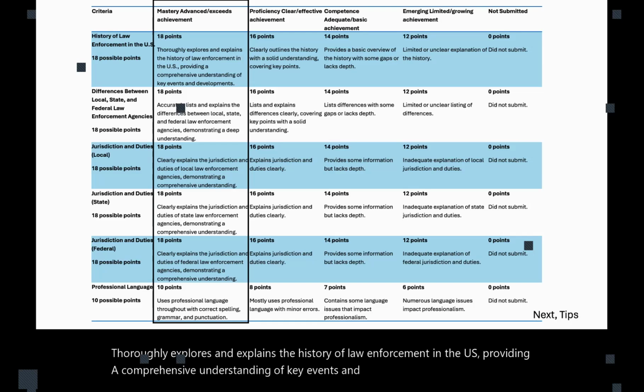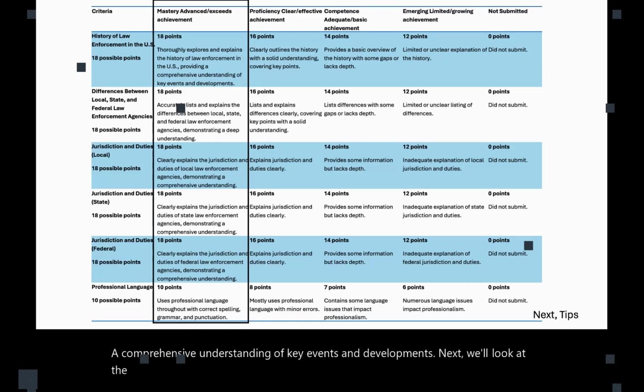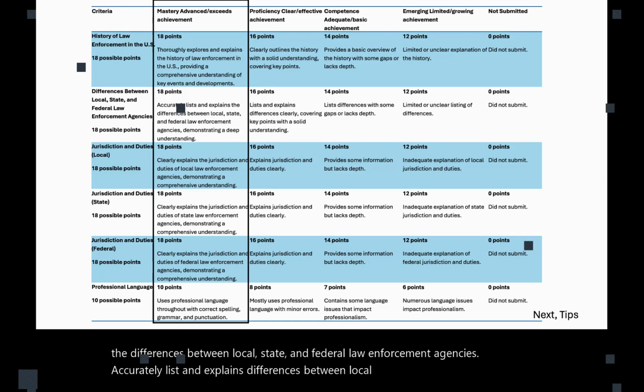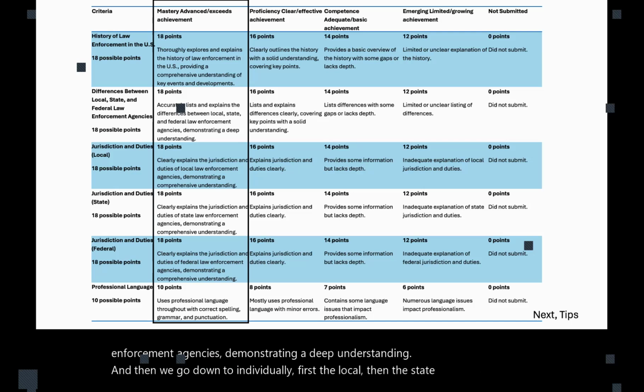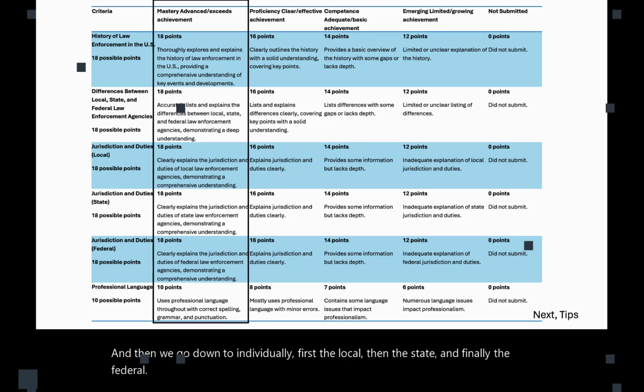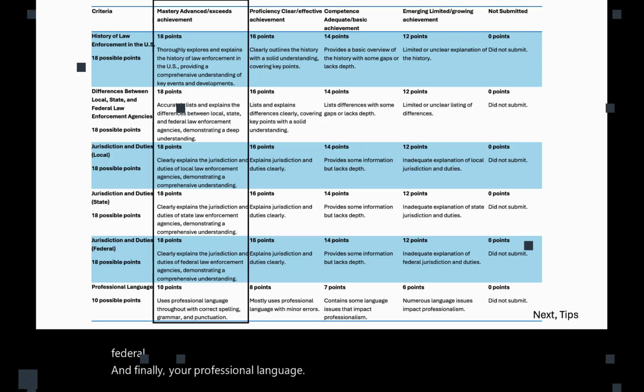Next, we'll look at the differences between local, state, and federal law enforcement agencies. Accurately lists and explains differences between local, state, and federal law enforcement agencies, demonstrating a deep understanding. And then we go down to them individually. First the local, then the state, and finally the federal. And finally, your professional language, which includes APA formatting.